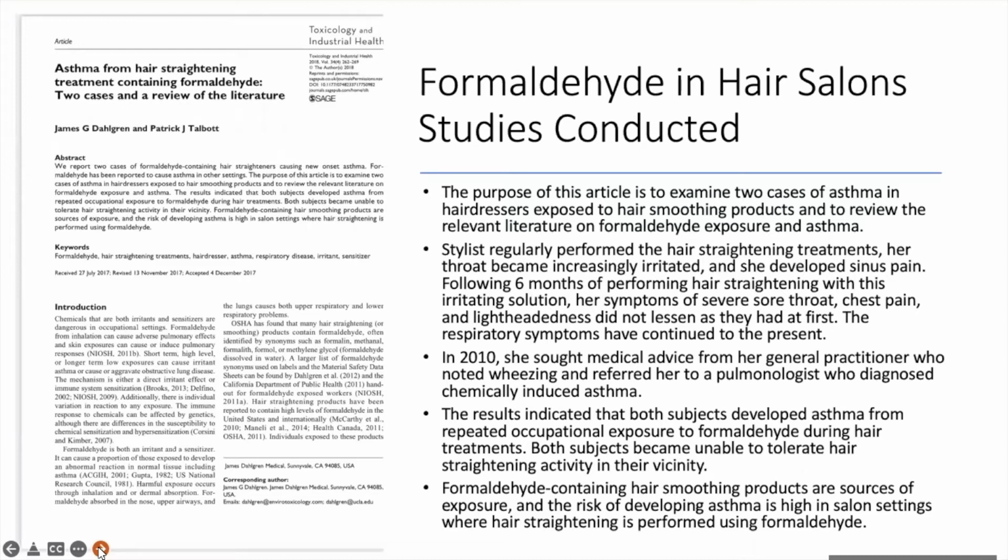In this study, there were actually 2 hairstylists that were looked at. So the results indicated that both subjects developed asthma from repeated occupational exposure to formaldehyde during hair treatments. Both subjects became unable to tolerate straightening activities in their vicinity. So formaldehyde-containing hair smoothing products are sources of exposure, and the risk of developing asthma is high in salon settings where hair straightening is performed using formaldehyde.